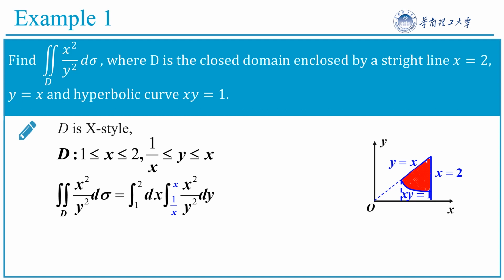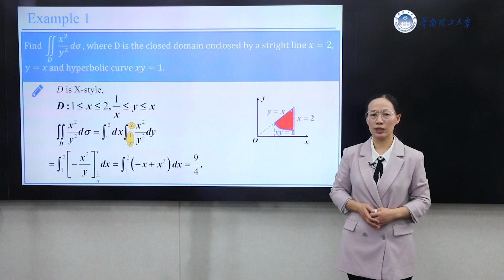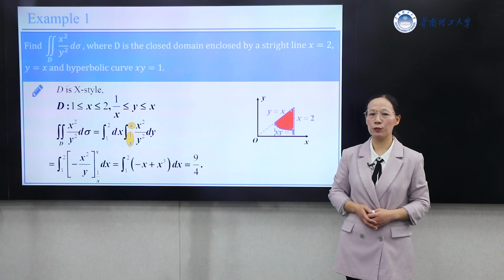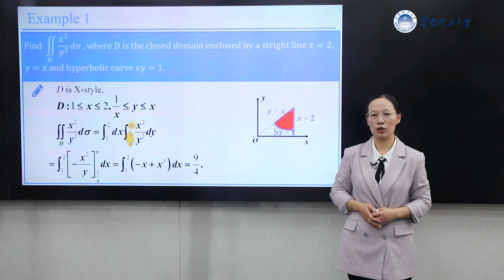First, perform the inner integration with respect to y from 1 over x to x. Then perform the outer integration with respect to x from 1 to 2. For the inner integration, x is fixed. The primitive function of the inner integral is negative x squared over y. Then calculate the difference between the values of the primitive function at the upper and the lower limit of the integral.